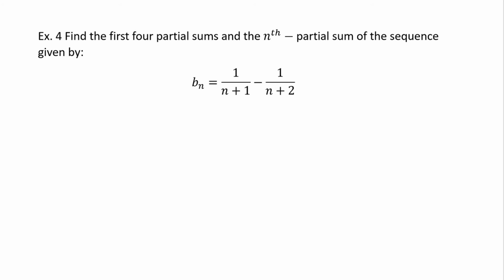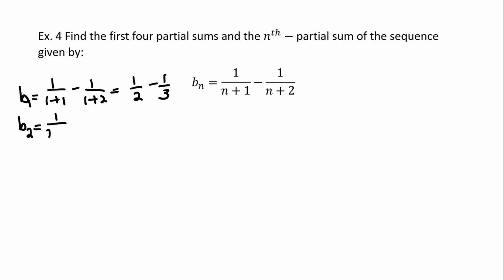So let's find them. B sub 1, the first term of the sequence, is 1 over 1 plus 1 minus 1 over 1 plus 2. That would be 1/2 minus 1/3. Let's continue. The second term of the sequence is 1 over, where the n was, we'll put in 2, so 2 plus 1, minus 1 over 2 plus 2. And so 1 over 2 plus 1 is 1/3, minus 1 over 2 plus 2 is 1/4.